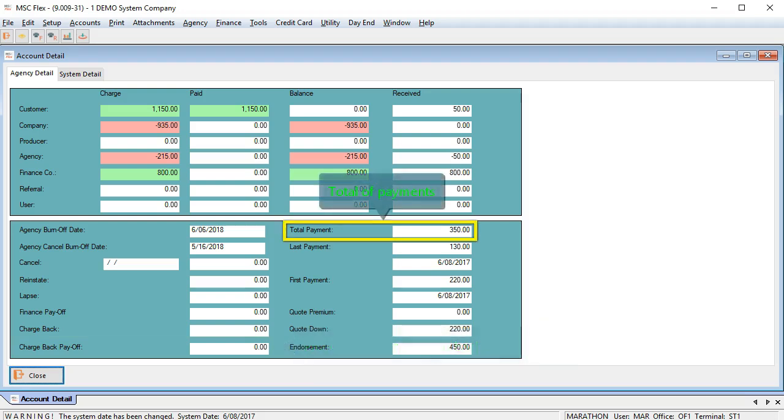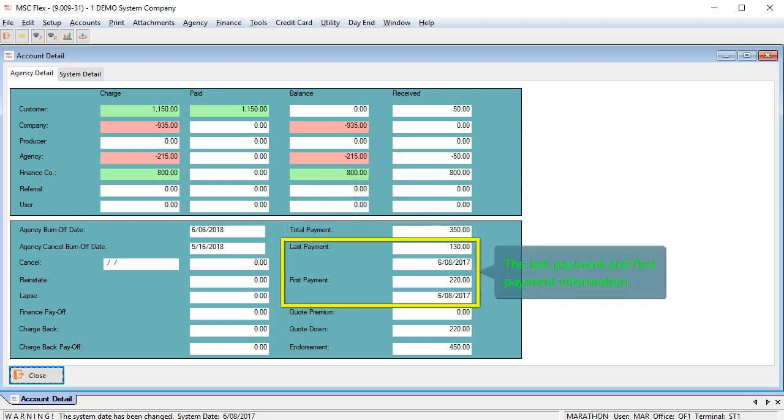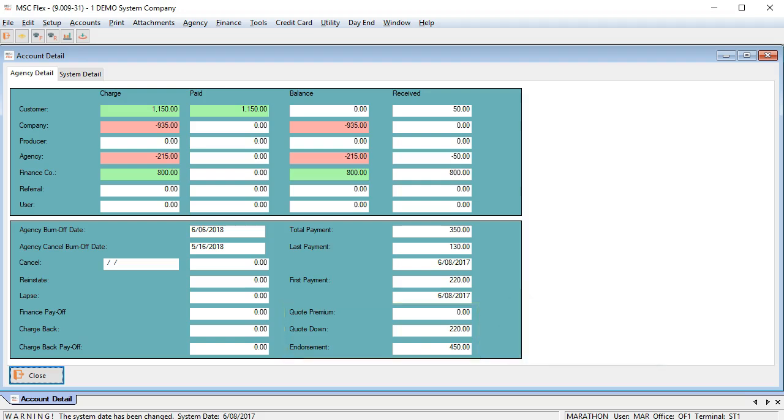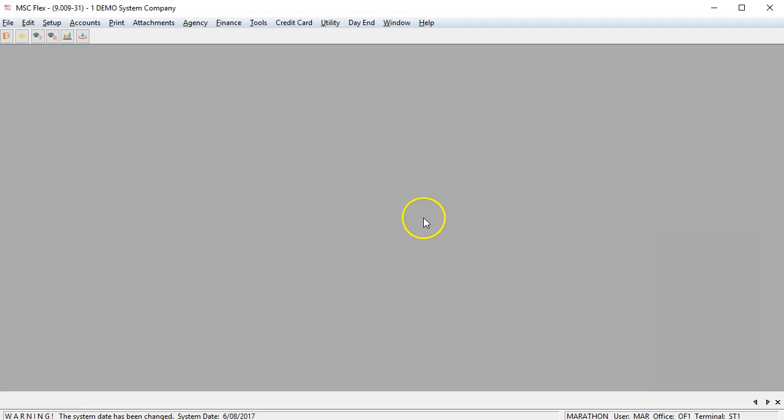The total of payments is shown here. This is the last payment and first payment information. The quoted premium, down payment, and the total of endorsements are displayed here. This concludes this tutorial.